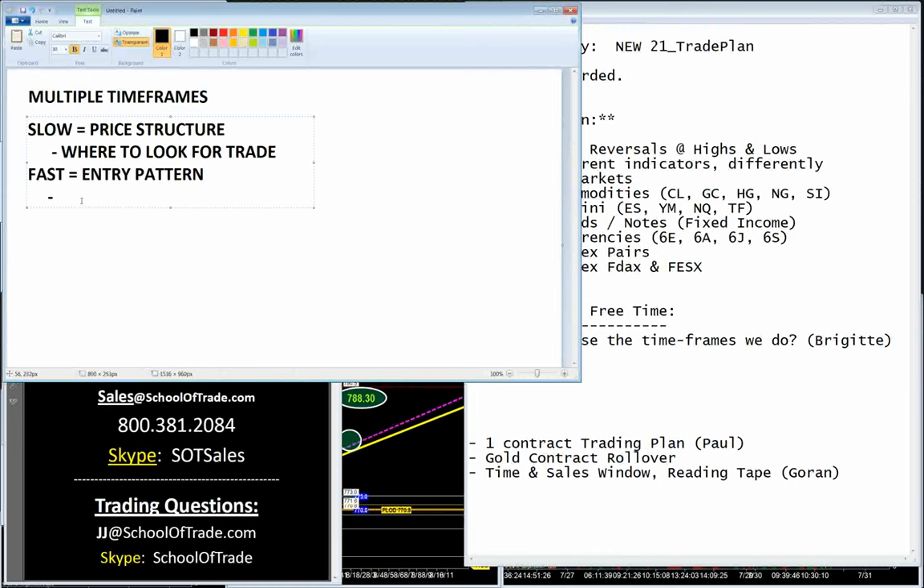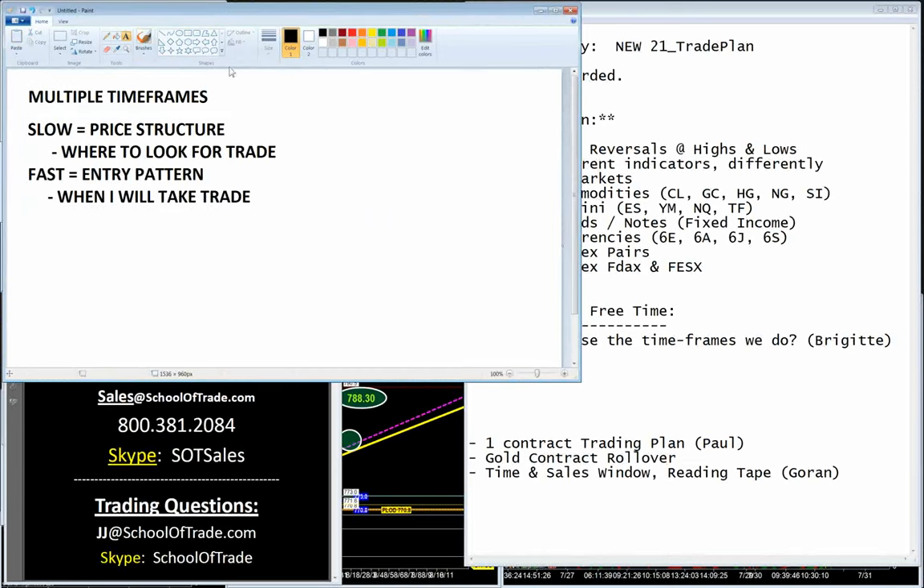The fast time frame, we look for the entry pattern. So the slow time frame tells me the price structure, where to look for a trade. The fast time frame tells me the entry pattern, or when I will take the trade, because the entry pattern will trigger the entry. Now remember, if that Russell goes below the 88.30, we're then looking short, and this thing should go pretty quickly here. So let's take that and let's run with it.